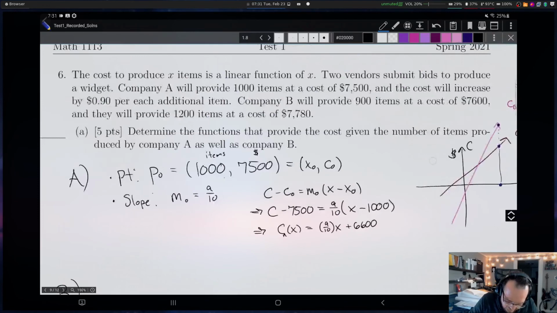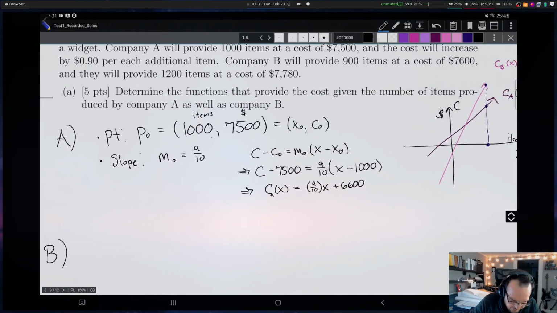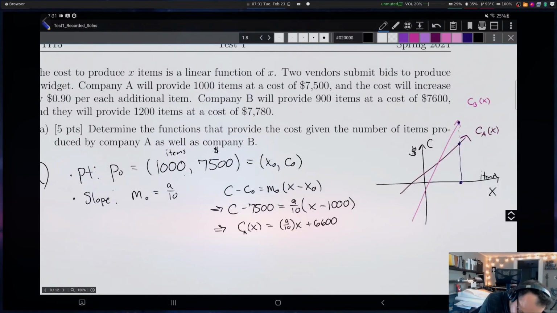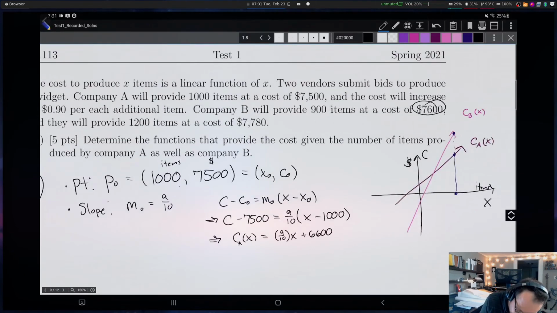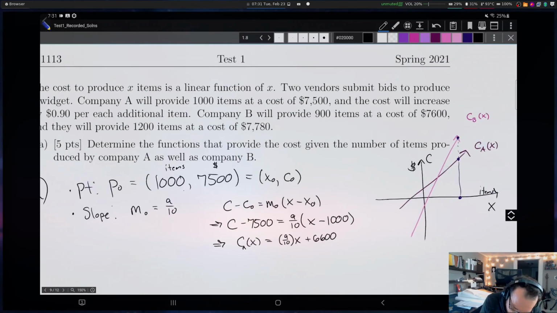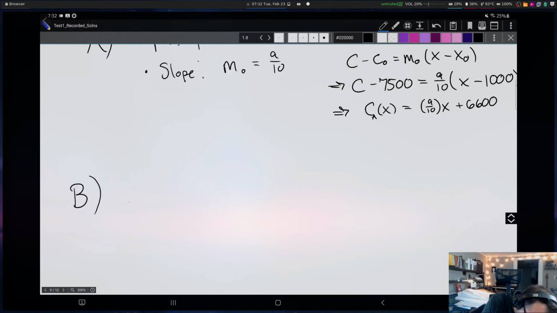Okay, so company B now says they'll give us 900 items at a cost of 7,600, and they'll give us 1,200 items at a cost of 7,800. And if you think about it, they're totally willing to sell us 1,000 items. It's just at some cost in between these two, right? So we just need to figure out what the function is that lets us evaluate that. If you think about it, we're given 2 points. There's an input value and an output value, and there's another input value and an output value. So we're given points.